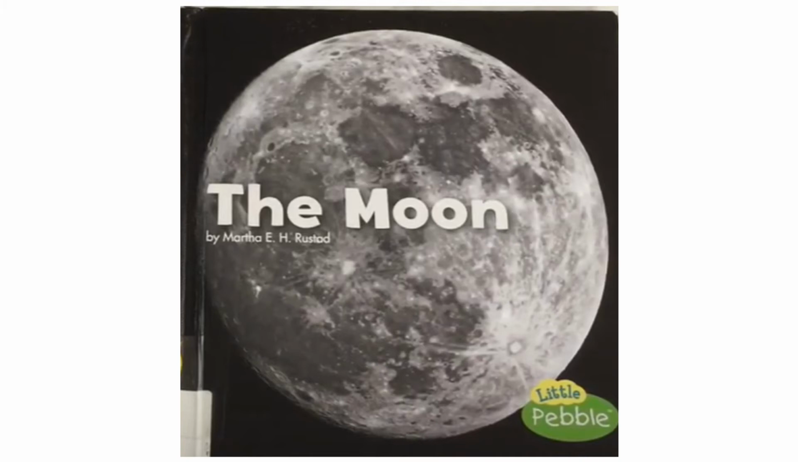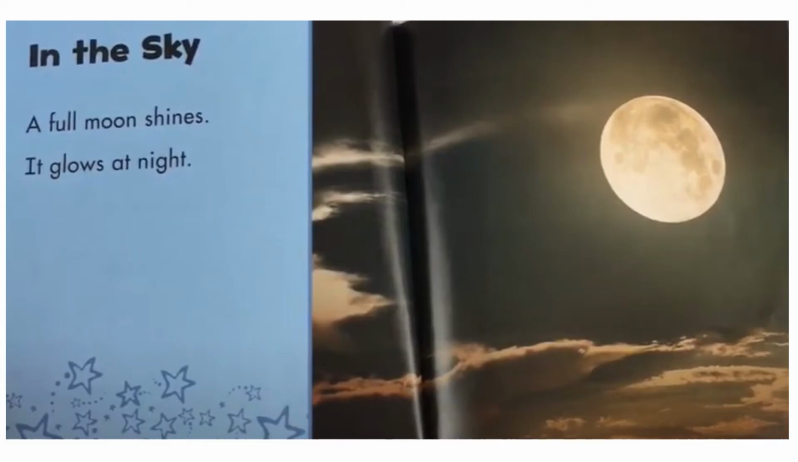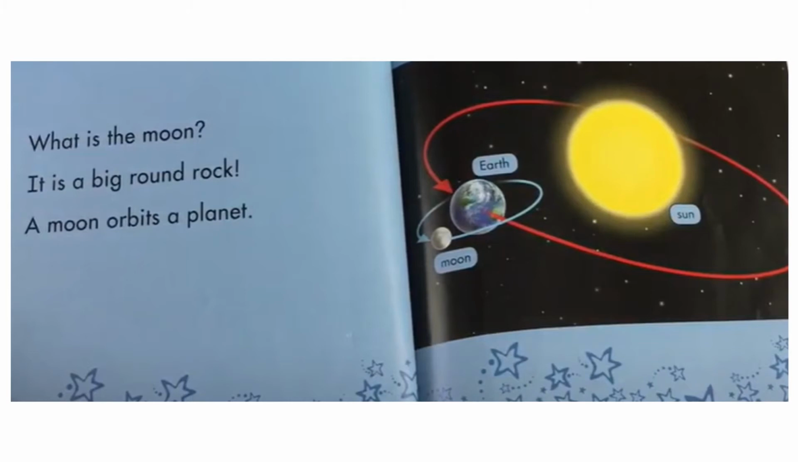I'd like to do a little read aloud for you. The story is called The Moon. It's by Martha E. H. Rustad. In the sky, a full moon shines. It glows at night. What is the moon? It is a big round rock.